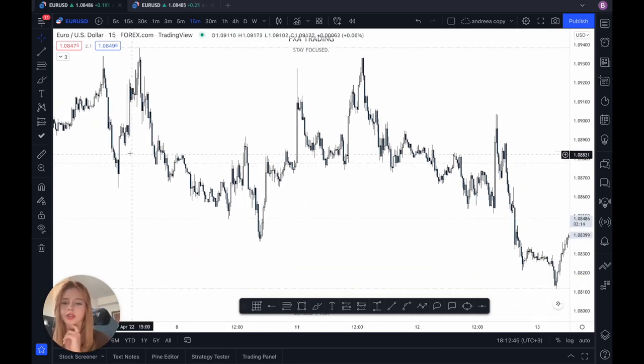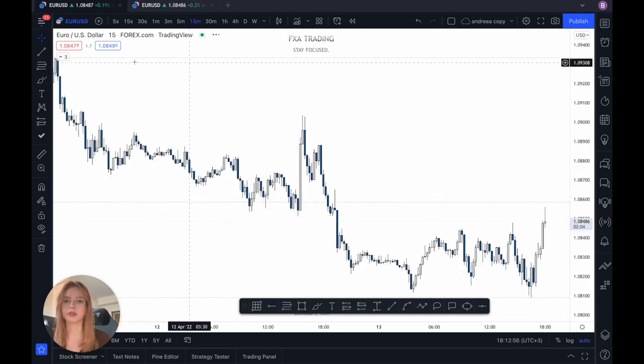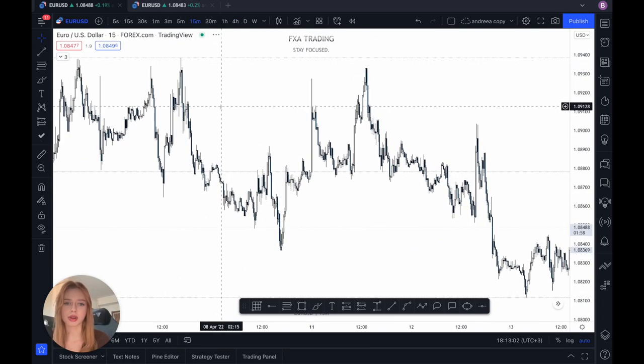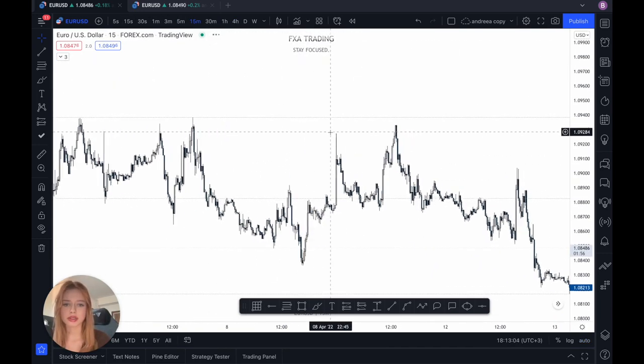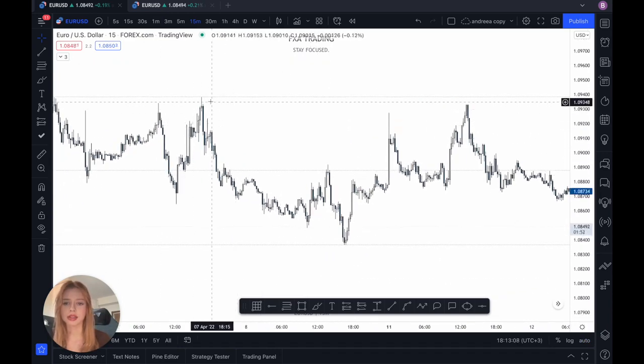By the way, order blocks are everywhere on each time frame that you are looking at. So if you go on 4 hours, you can find order blocks from time to time. Also on 15 minutes, there are more order blocks that you can find, on 5 minutes too, on 1 minute too. These are everywhere.